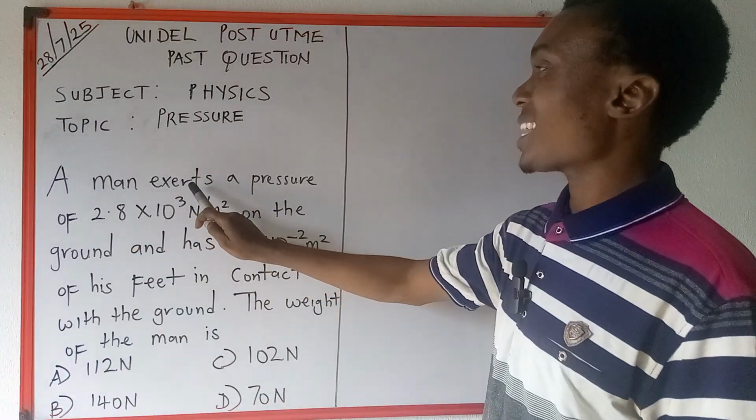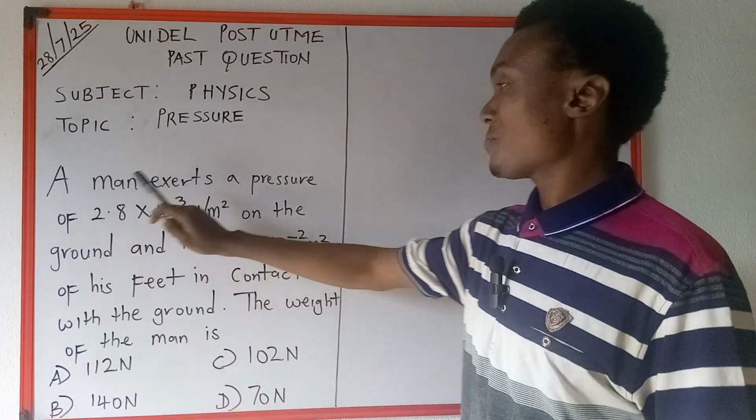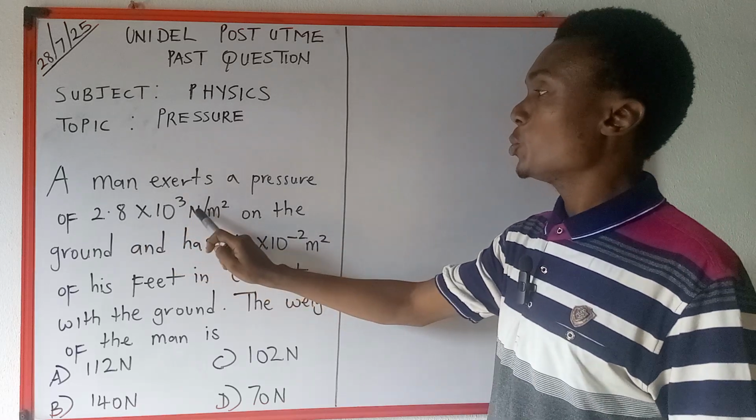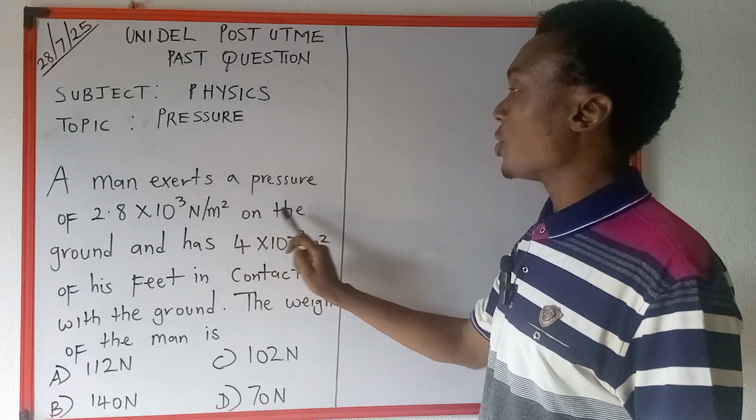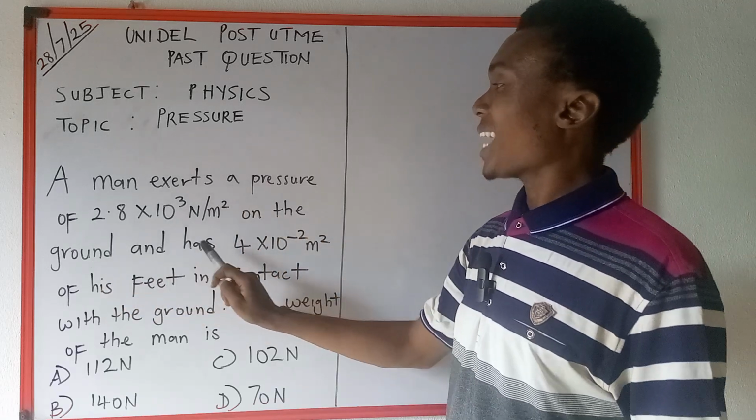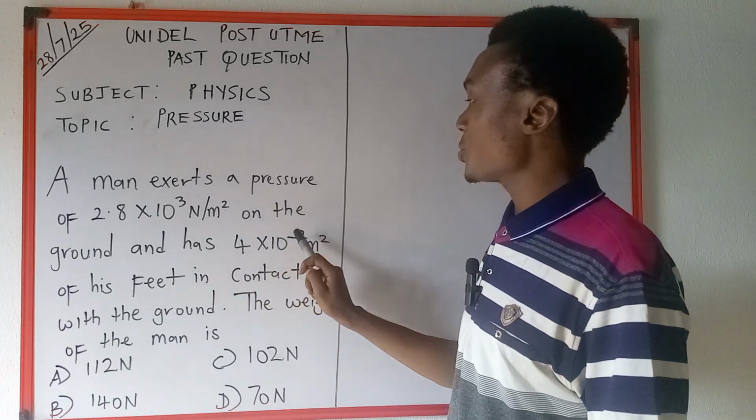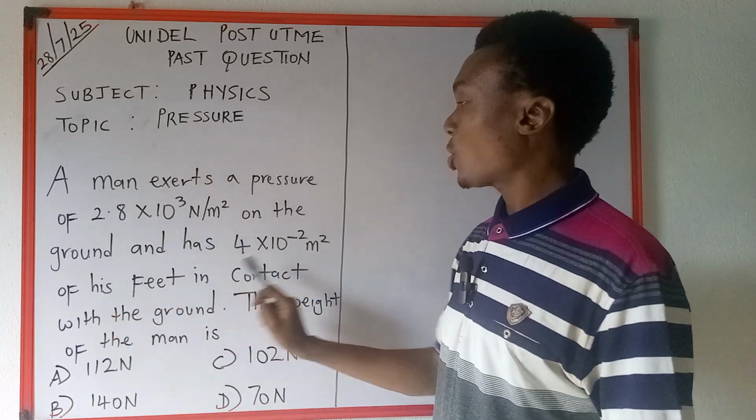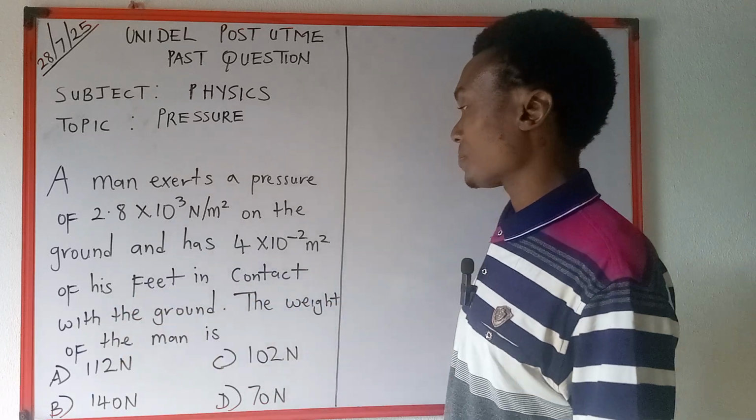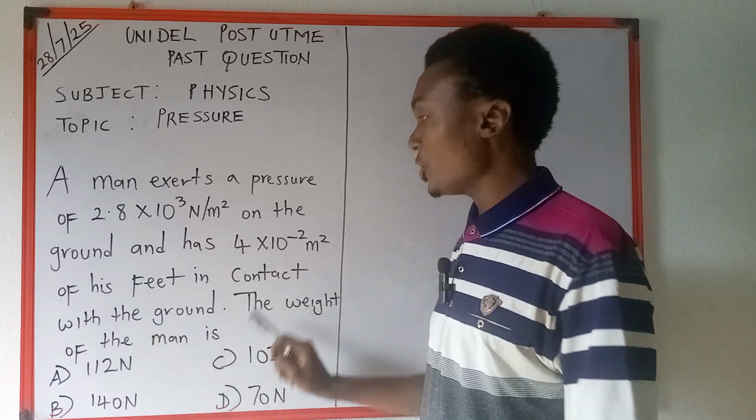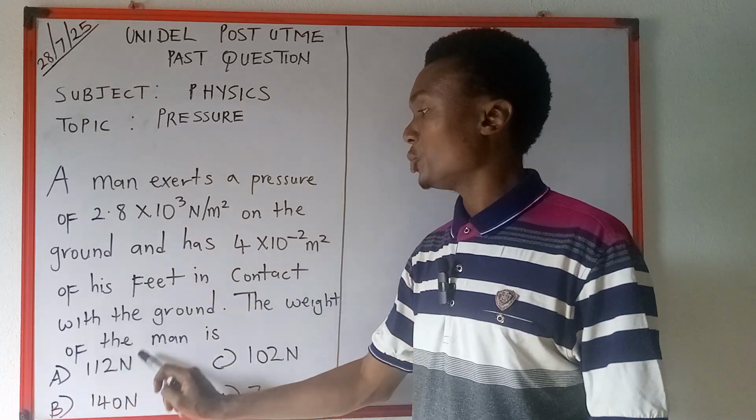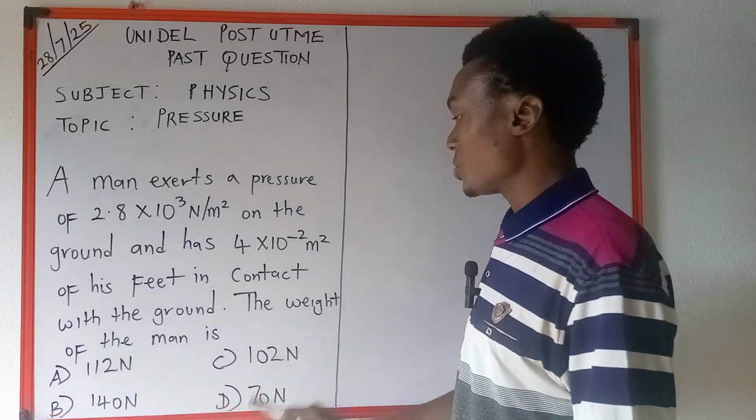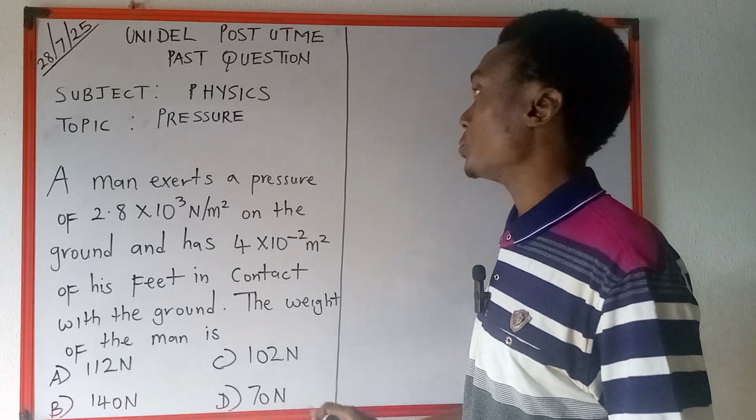A man exerts a pressure of 2.8 times 10 raised to the power of 3 Newton per meter square on the ground and has 4 times 10 raised to the power of minus 2 meters square of his feet in contact with the ground. The weight of the man is A. 112 Newton, B. 114 Newton, C. 102 Newton, D. 70 Newton.